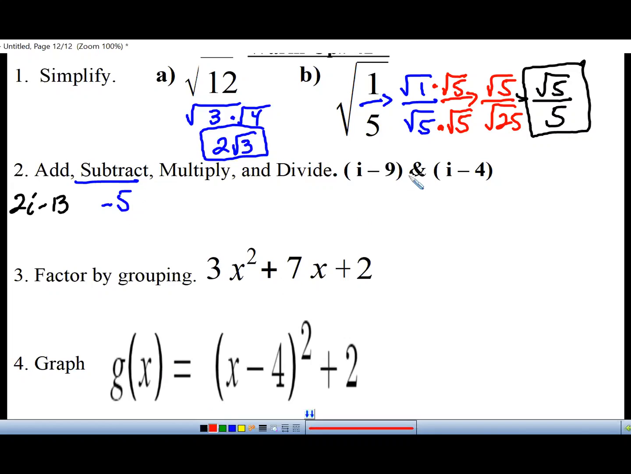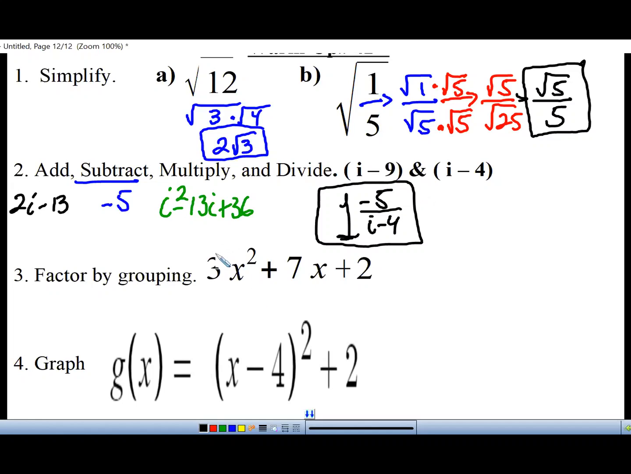Multiplication. When I multiply and distribute these, I get i times i is i squared. Negative 9i, negative 4i, that's negative 13i. And negative 9 times negative 4, that's positive 36. And remember, this one can be simplified a little bit more, but we're going to get to that hopefully towards the end. And division, once you divide this by this, you get 1. And then you have negative 5 over i minus 4.